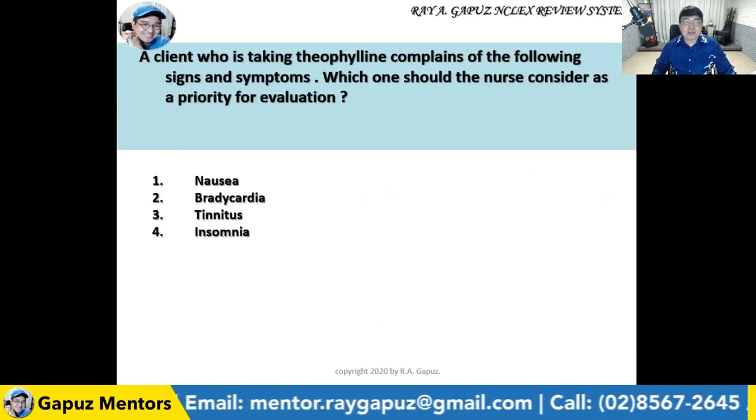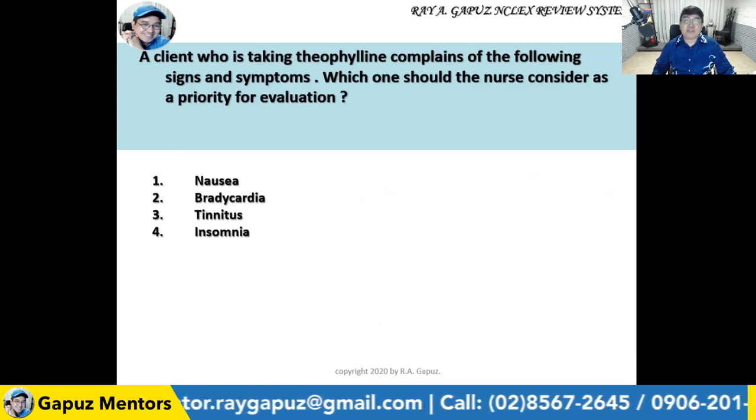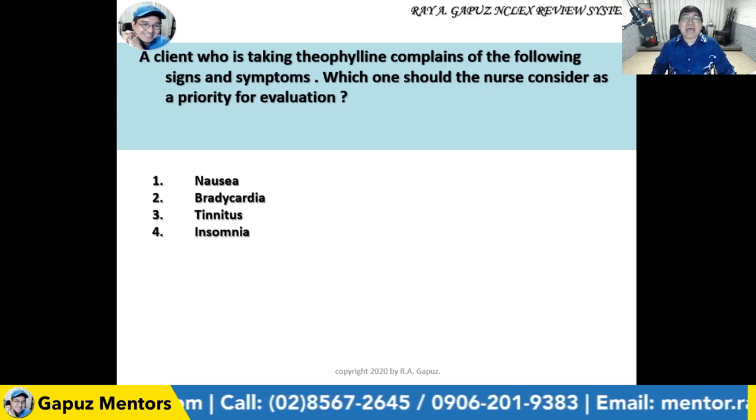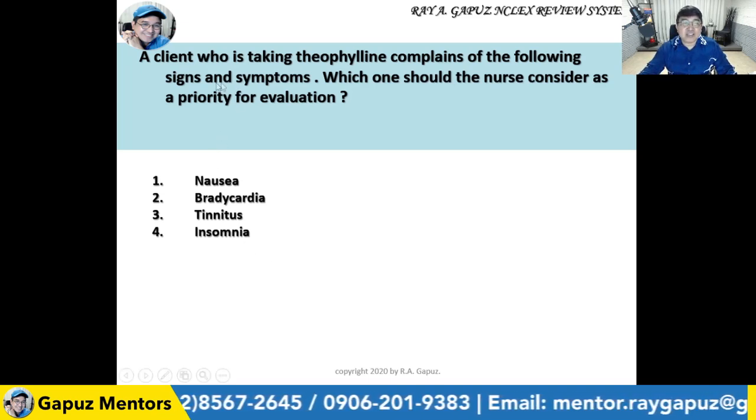Now, using the knowledge we just learned, let's try to answer a sample question. So, a client who is taking Theophylline complains of the following signs and symptoms. Which one should the nurse consider as a priority for evaluation? Here's the magic word again, priority.